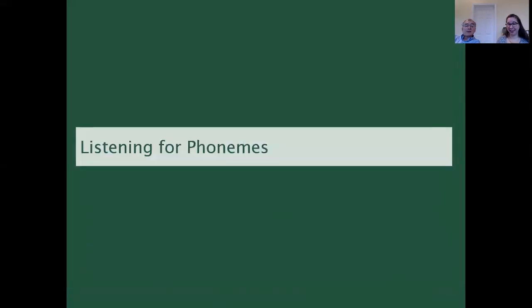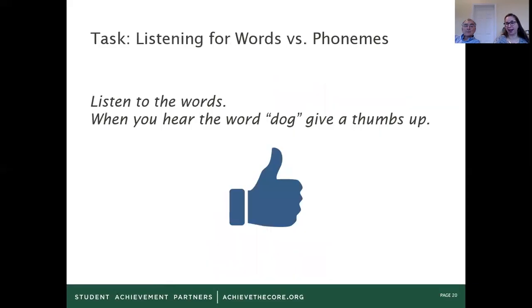So we're going to do some more tasks now that help us illustrate some of the challenges found in listening for phonemes. So the first task for you as an adult is you're going to listen to the words that I say. And when you hear me say the word dog, you're going to give a thumbs up. So I'm going to say a group of words. When you hear dog, thumbs up. Teeth. Dog. Student. Dog. Rot. Sound.